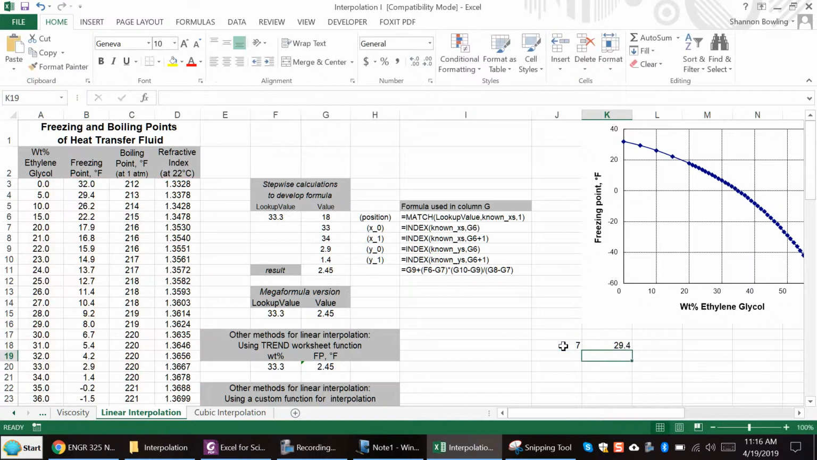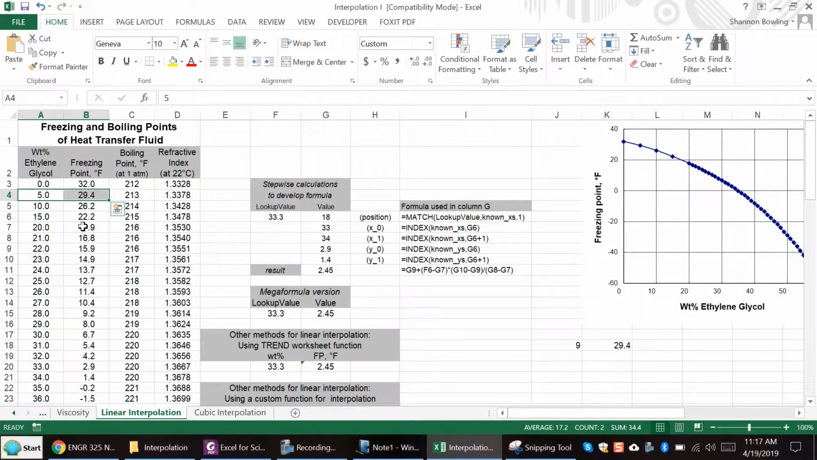There we go. So if I plug in like 0, see how it gives me 32? If I plug in 5, see how it gives me 29.4? 10 gives me 26.2. But if I plug in 7, what it does is it just gives me the closest lower number. So even if I plug in like 9, you see how it still gives me the value of 29.4. So that's what a VLOOKUP does. It has to be exact, okay? And if it's not exact, it just picks the lower number of the two, okay?